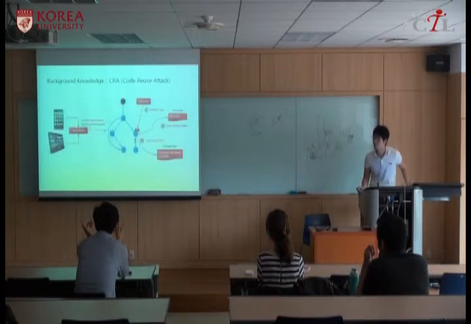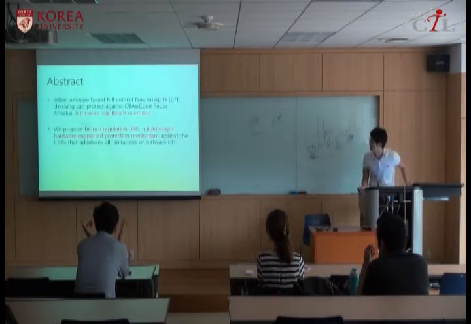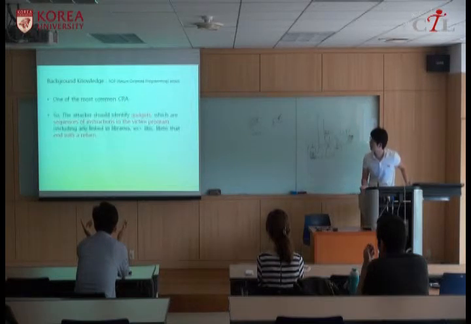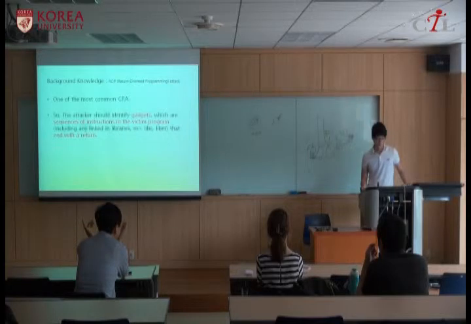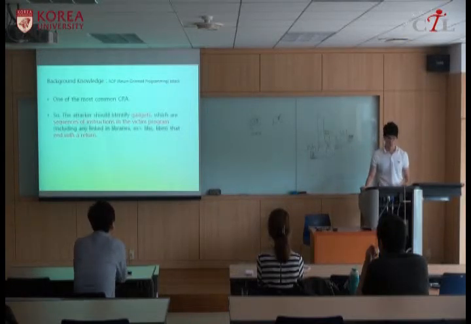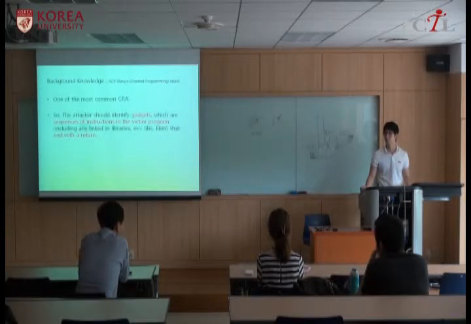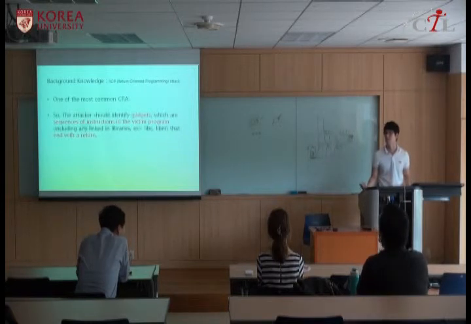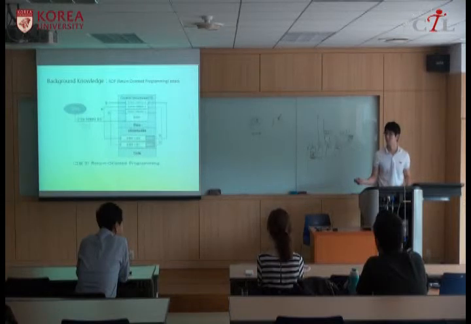Okay, the next one. Next one. Okay. Are they targeting the ROP or others? They are targeting both of them, ROP and JOP. ROP is changing the return address. JOP is changing the register. They should modify the register. Otherwise, they cannot change the control flow. Yes. Okay.